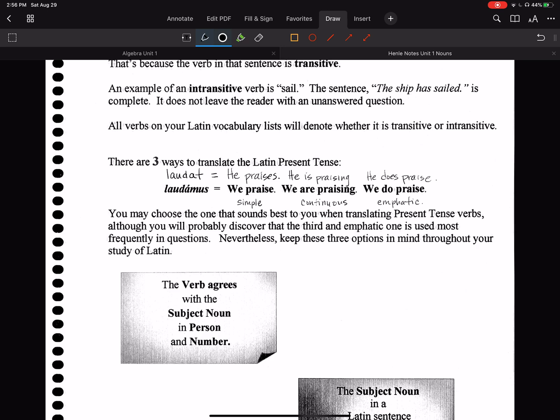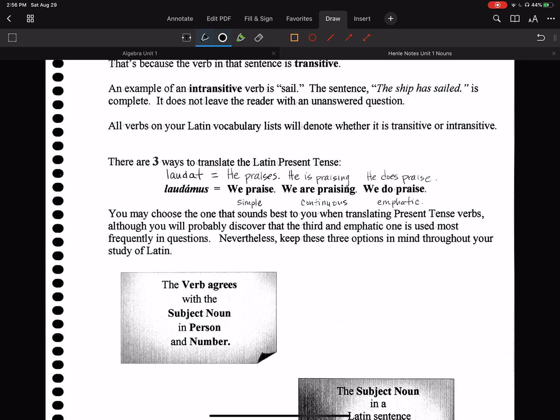You may choose any one of these three when you are translating Latin sentences. Most Latin students stick with the simple and try not to get too fancy. They're too busy struggling between which one is the subject and which one is going to be the direct object, which is next lesson, so they don't really think about anything else. But you are welcome to use the continuous or the emphatic translation in English. You'll notice that when we are given an English sentence and asked to translate it into Latin, you will see all three of these possibilities mixed up in there. So be able to recognize them.